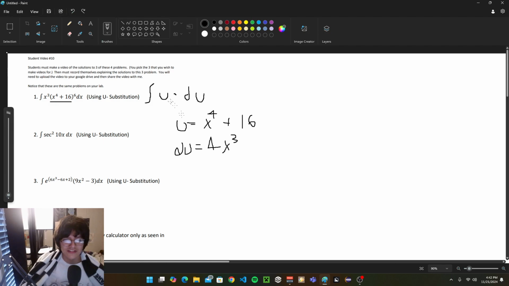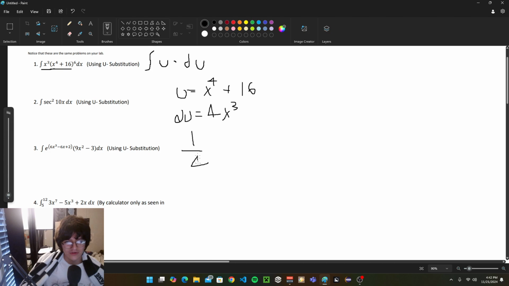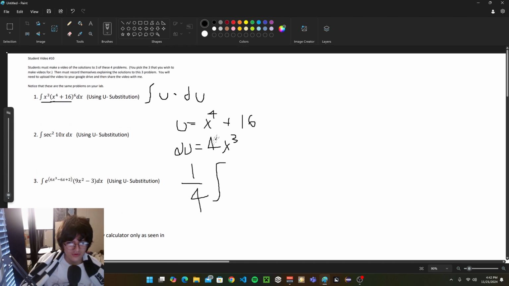So here we're going to look back at this. What we need to have is u, which is x to the power of 4 plus 16, times du, the derivative of u, which would be 4x cubed. But this is not the same as the original function that we're given. So we need to multiply everything by 1/4 to get rid of this 4 right here, to make it equal to the original equation.